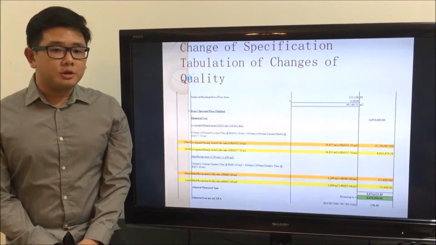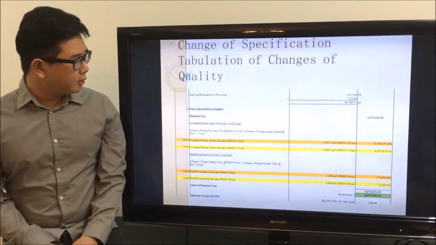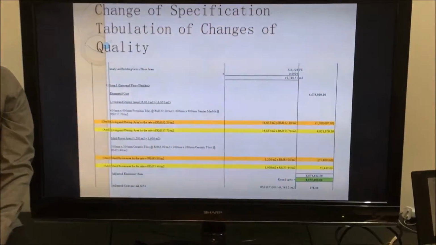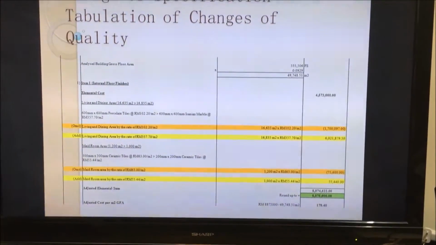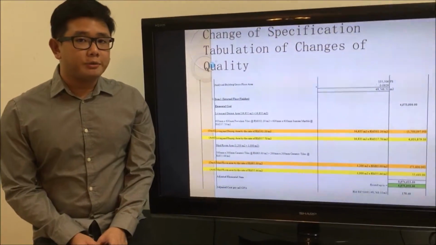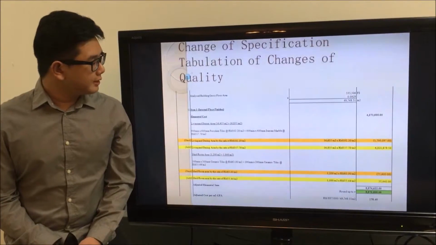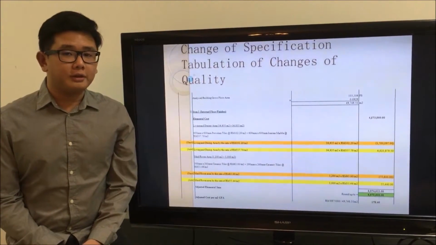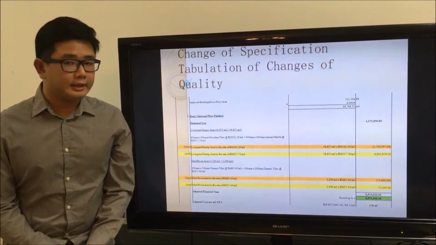Client requests to increase the aesthetic value of the living room. So the original porcelain tiles at a rate of 102 changed to Iranian marble at a rate of 357, which is 3.5 times of the original tiles. Next, the living room had an increase of 200 meters square, which is requested by the client.